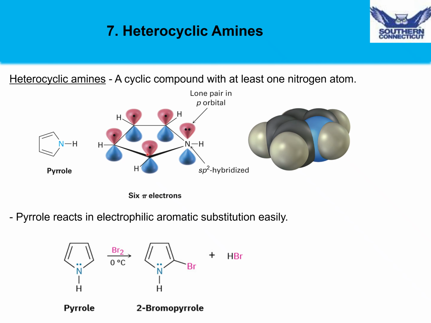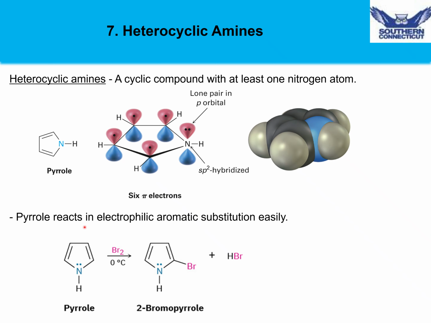Each carbon has a p orbital with a single electron, and the nitrogen will have the lone pair in a p orbital that is aligned with the other p orbitals on the carbons, giving us 6 pi electrons: 4 electrons from the carbons and then 2 from the nitrogen. Because there are 6 pi electrons, this compound is aromatic.